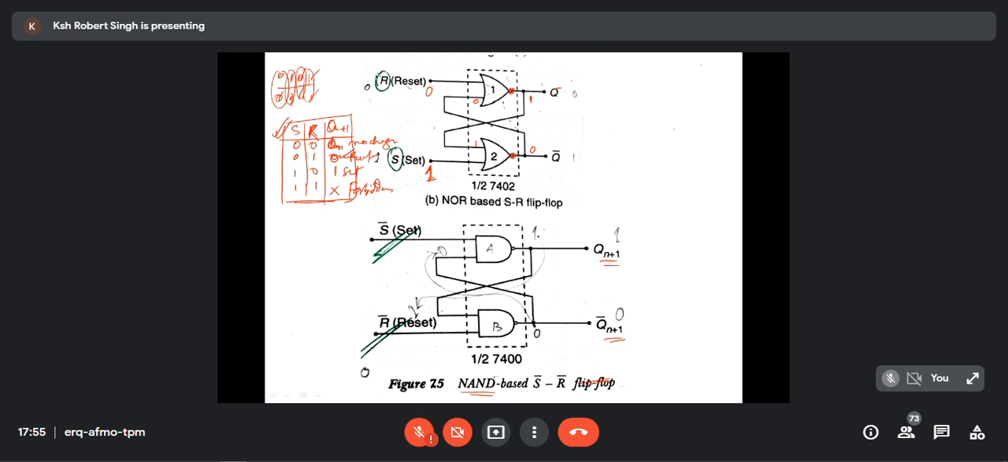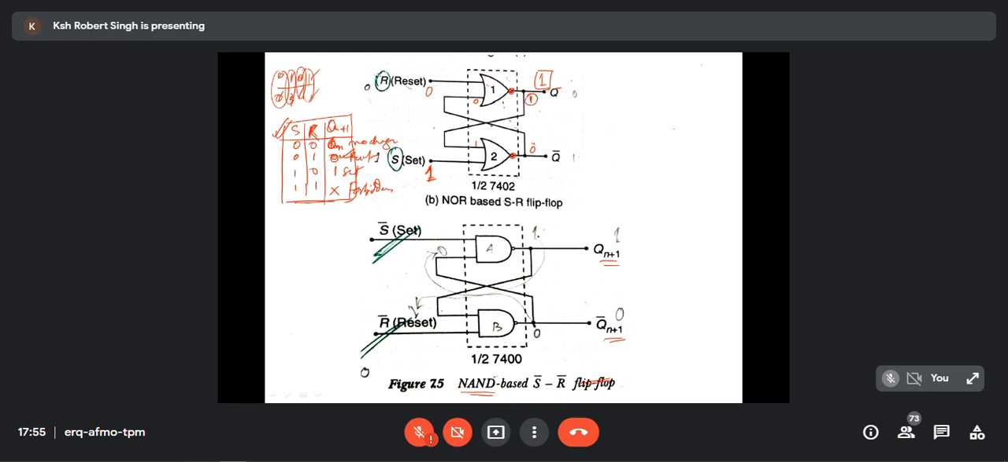0 and 0 in this NOR gate, first do the OR. 0 and 0 OR means 0. Bubble, so opposite, 1. 1 will come here. I will write here, 1 will be the next state. This is Qn plus 1, and this is Qn. Qn was 1. Qn plus 1 is also 1.